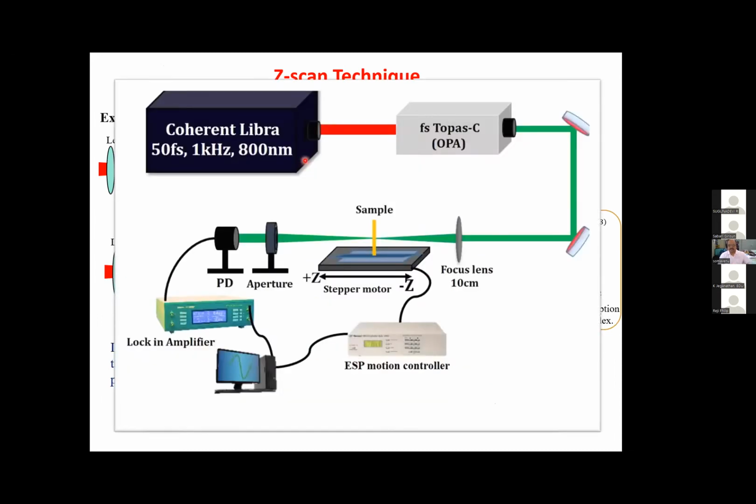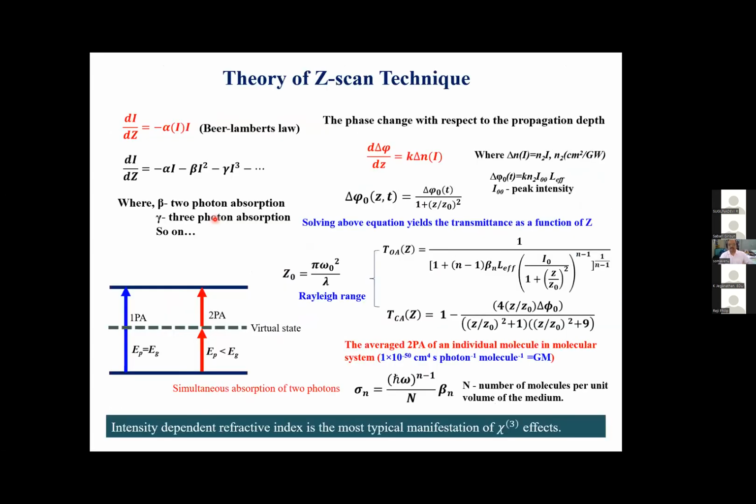This is a typical Z-scan experiment in our lab. So you focus it through a lens, you go through the sample, align it, and we move the sample across using a stepper motor and a motion controller. Everything is automated. You collect the light in the presence of an aperture and in the absence of an aperture. You put it into a lock-in amplifier, and the whole thing is automated. So you get a simple transmission curve.